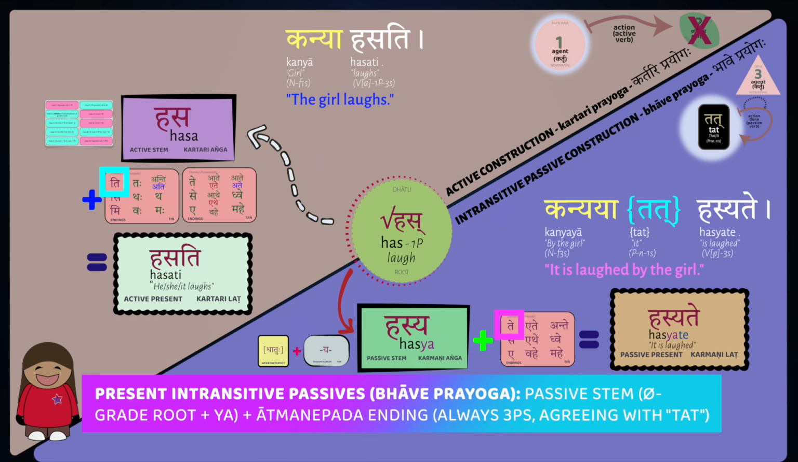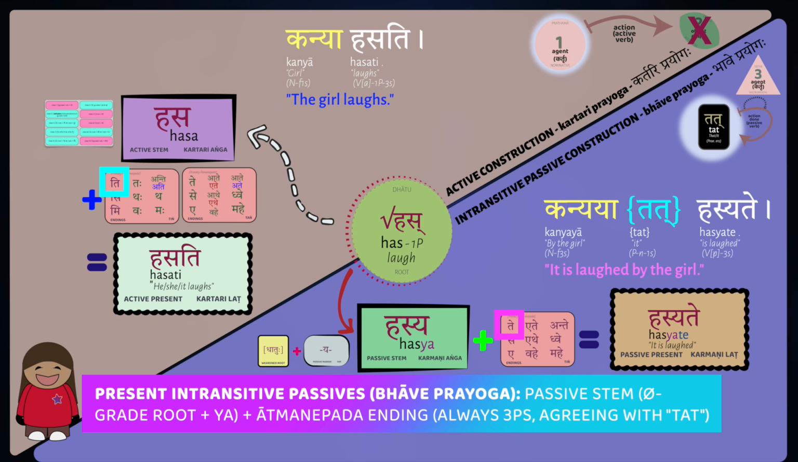In English, you'd say something like, it's being laughed by the girl, right? We've had to add our dummy subject, it, the neuter singular pronoun tat. It's unspoken, but it's the subject and it's in the nominative. We use it, but we don't actually say it in the sentence. The kanya, the girl, goes into the instrumental. 1 goes to 3, right?